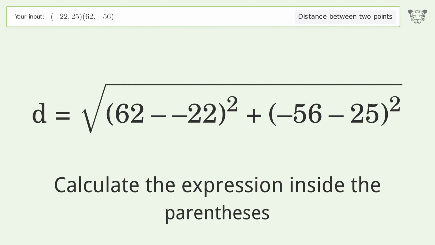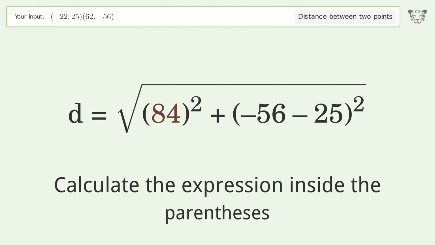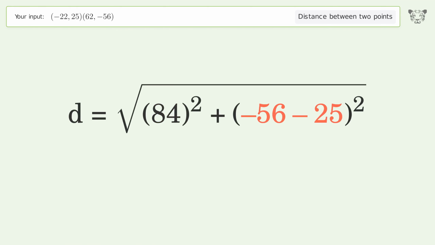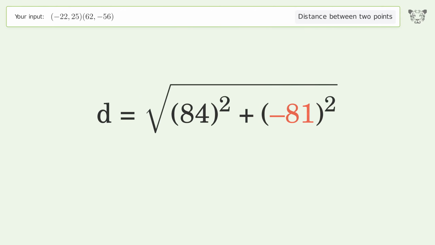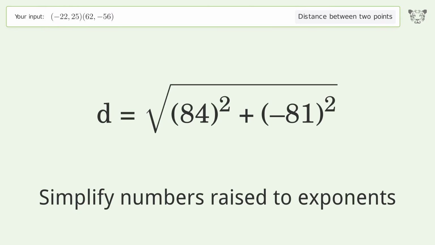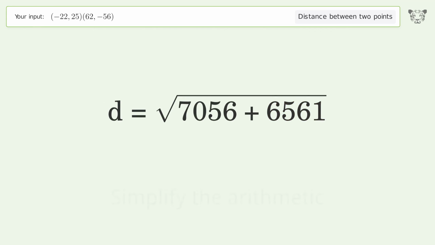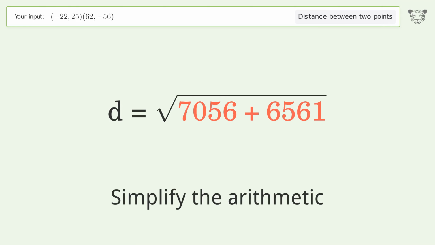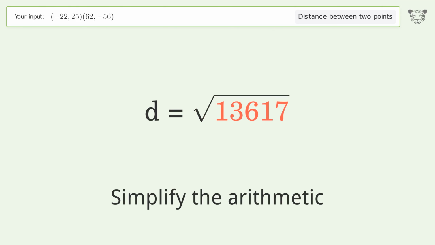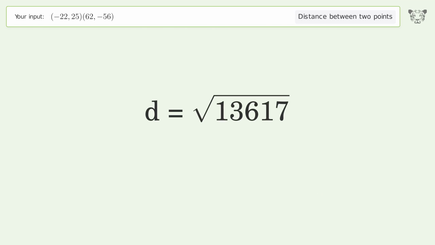Calculate the expression inside the parentheses. Simplify numbers raised to exponents. Simplify the arithmetic. And so the distance between the 2 points is the square root of 13,617, or 116.692.